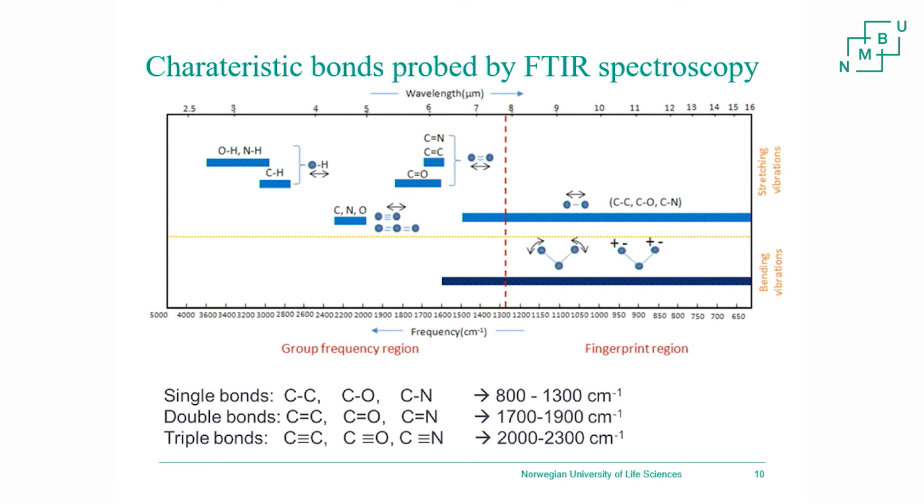In addition, it has to be mentioned that in FTIR spectroscopy, we are probing single, double, and triple bonds. The information about these bonds we can see in different spectral regions. For example, single bonds we detect in the region between 800 and 1300 wave numbers. Double bonds are between 1700 and 1900, and triple bonds between 2000 and 2300.